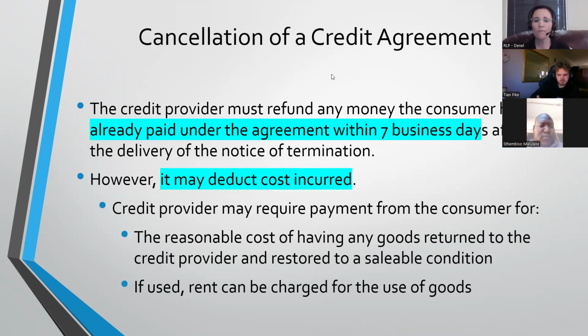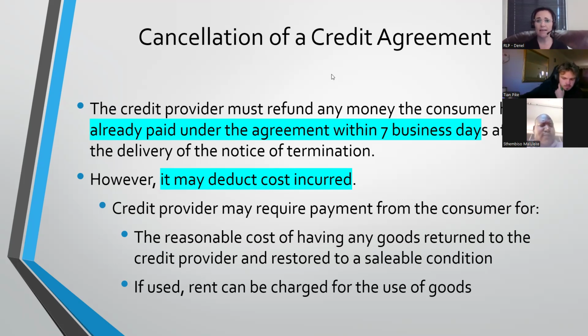And then the credit provider must refund the money to the consumer that they already paid under this agreement, and they have 7 business days to refund them after they receive notice of this termination. However, it does allow the credit provider to deduct certain costs, such as the reasonable cost of having the goods returned to the credit provider and restored to a saleable condition.